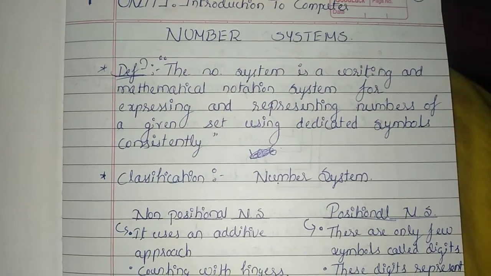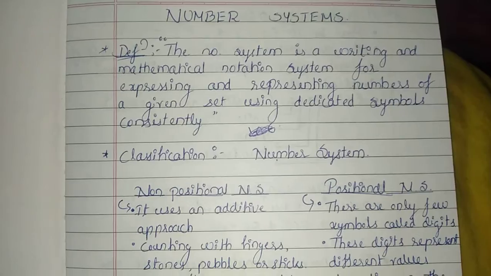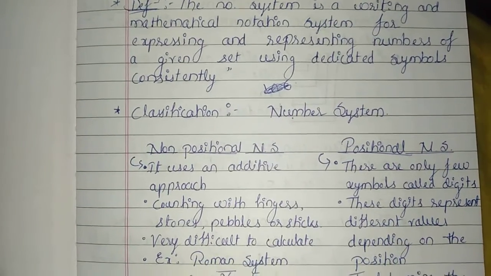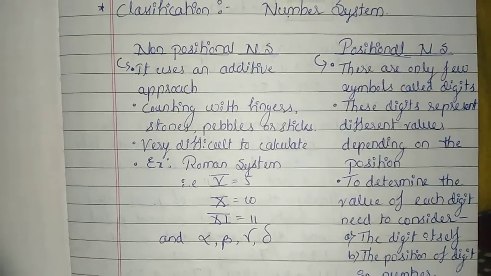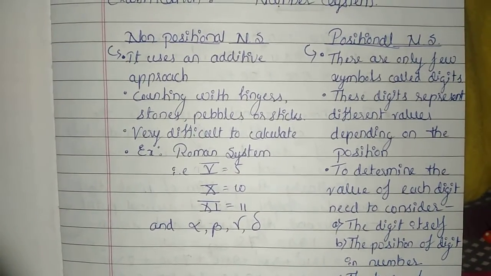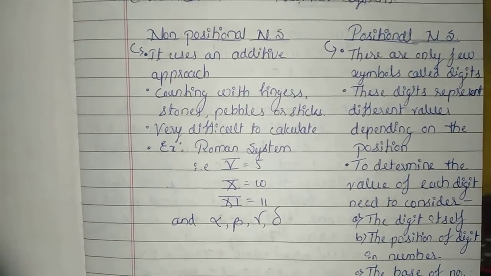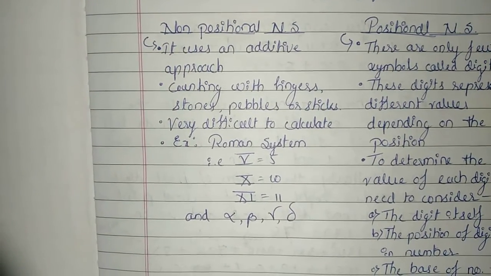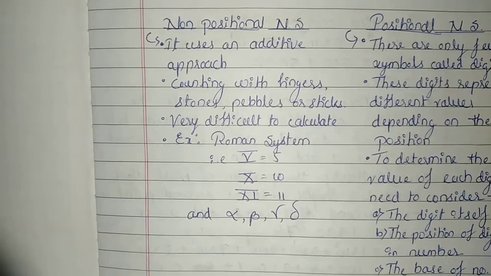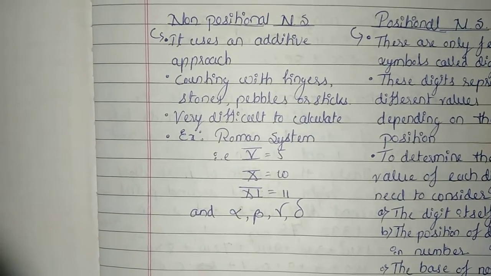Then we'll move to the classification of number systems. There are actually two types of number systems: the non-positional number system and the positional number system. First we'll see what a non-positional number system is. As the name tells, there is no value for the position of the digits in the number.